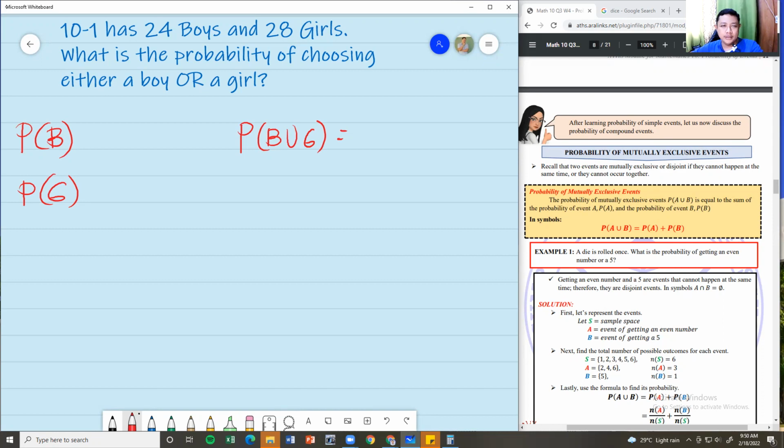Then one has 24 boys and 28 girls. What's the probability of choosing either a boy or a girl? These are mutually exclusive events because boys can never be girls, because they are two different entities.